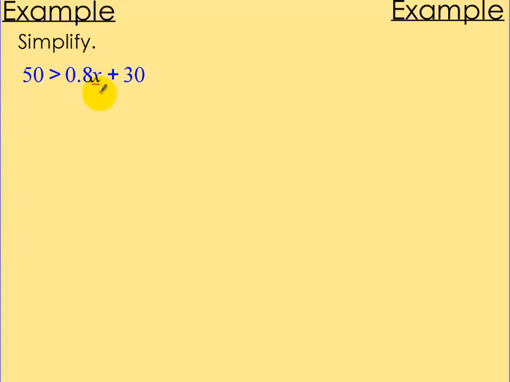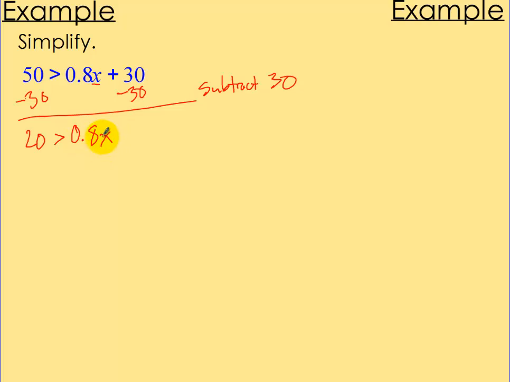All right, isolating the x again. It's a decimal, but we can still handle that. I want to get rid of this 30. So I subtract 30 from both sides. When you subtract 30, 50 minus 30 is going to be 20, is greater than 8/10 x, or 0.8. Now I don't like that coefficient for the x, so I will divide by 8/10 on both sides.